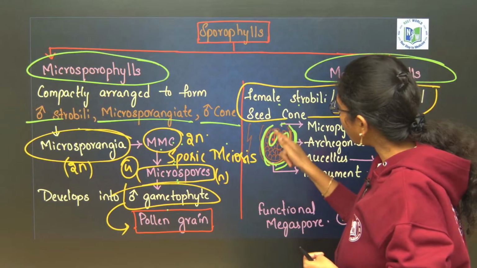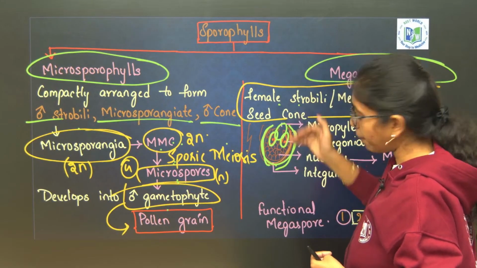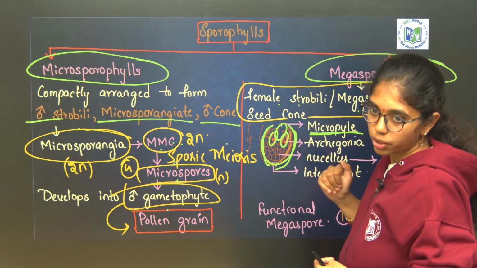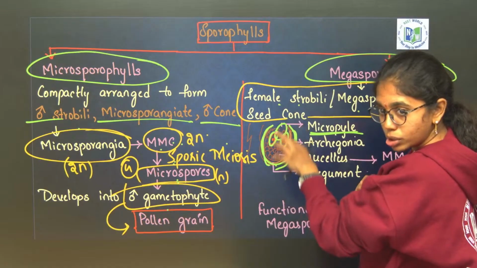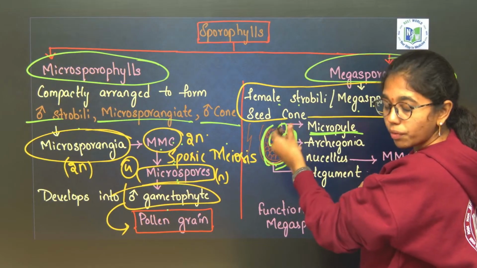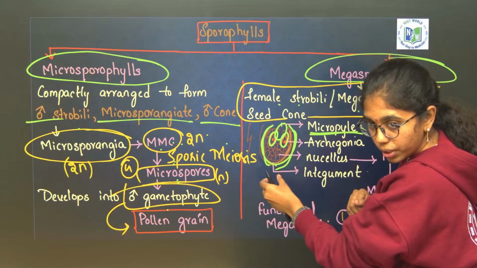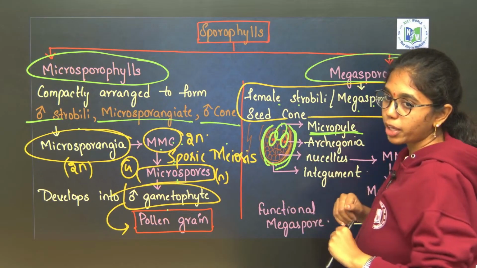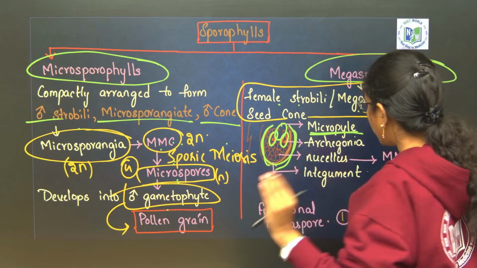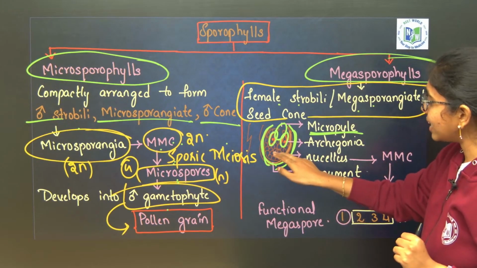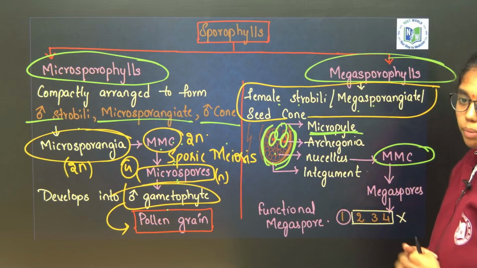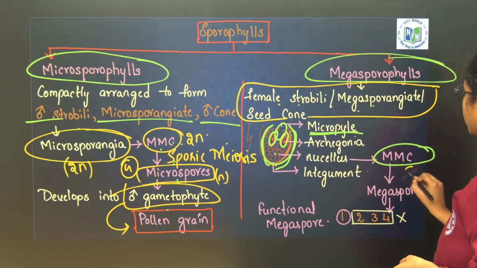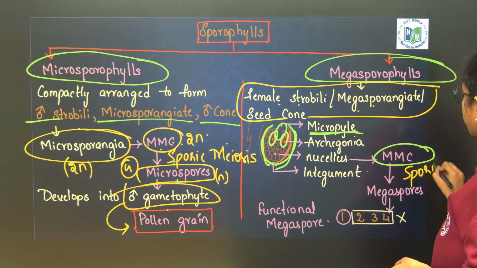And over one end, over the above end, you have what? Micropyle. Micropyle is the opening of the seed cone. Integuments, nucellus cells, one or few of the nucellus cells will turn into what? Archegonia, and the opening pore over the apical region is what? Micropylar end. Clear till here, no? Now you see, one of the nucellus cells will turn into what? Megaspore mother cell. Megaspore mother cell will again undergo what meiosis? Sporic meiosis.